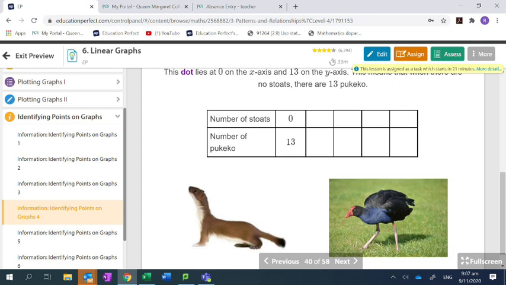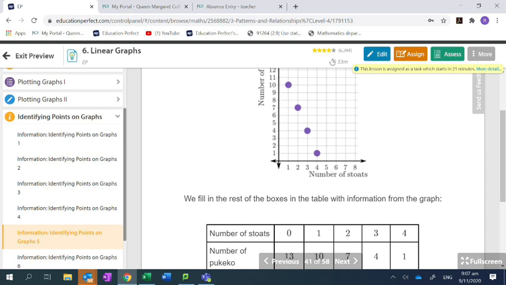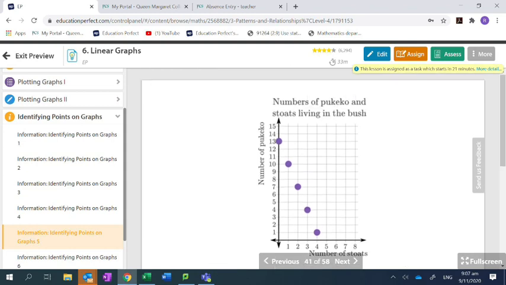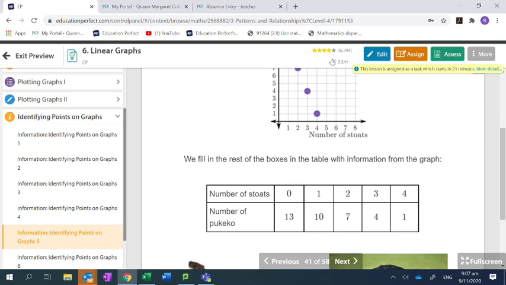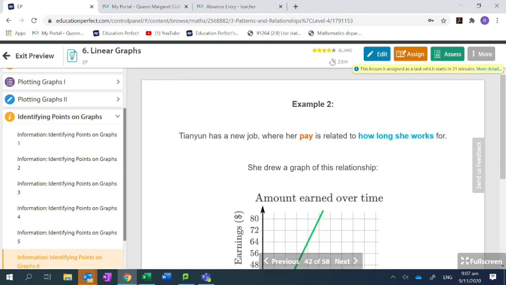Okay, so they plug those in. Now, what do you notice about these dots? As you move to the right, what's happening? It's descending, isn't it? Okay. And if you think about it, as the number of stoats increases, what happens to the number of pukeko? It's decreasing, right? Okay. Right. Because stoats eat the babies and eat the eggs, right? Okay. So, yeah. All right.